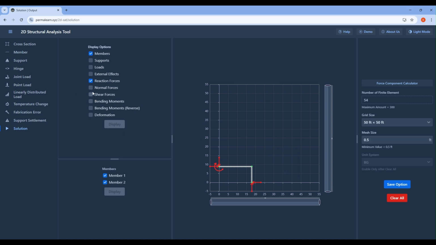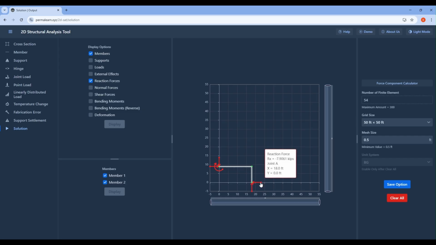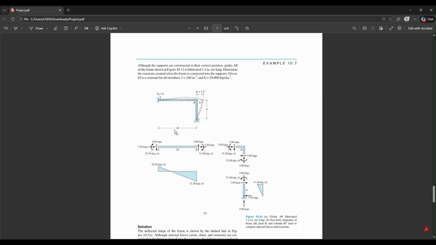Just for the normal and the shear and bending reverse bending moment. So if we check it to the manual solution book, it will be slightly different, but the error is acceptable. For example, here AY is 5.96 and CX is 7.9 to the left here, and it is 5.9 upward.